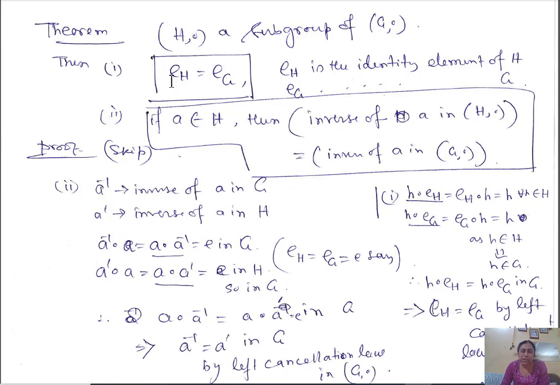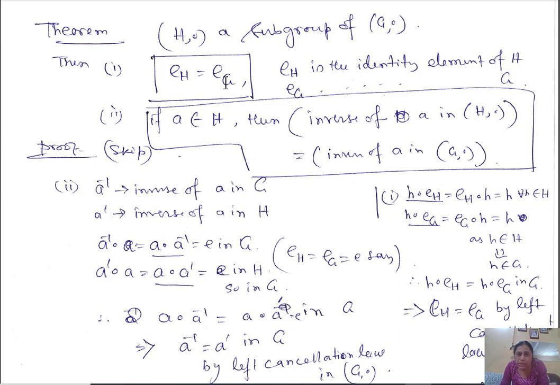Just apply the definition of EH and the definition of EG. What is the definition of EH? For any element h belonging to capital H, we have h composition EH equal to EH composition h equal to h. This is the definition of the identity EH in capital H. Similarly, let us use the definition of EG. h is an element of capital H, which means small h is an element of capital G also, because H is a non-empty subset of capital G.